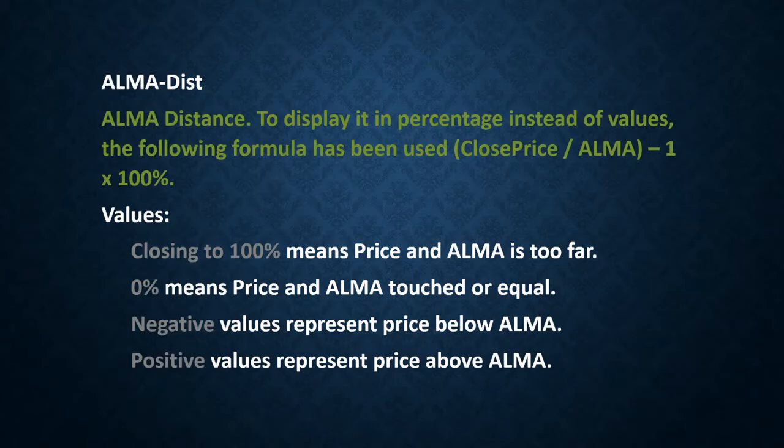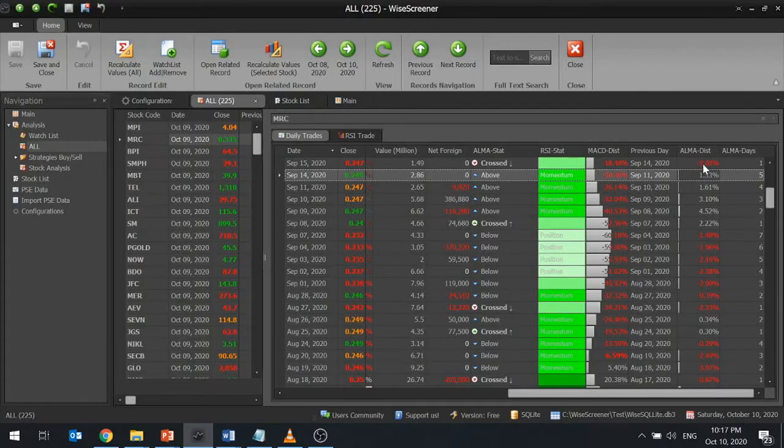ALMA dist. ALMA distance. To display it in percentage instead of values, the following formula has been used. Close price divided by ALMA, minus 1, times 100%. Values. Closing to 100% means price and ALMA are too far. 0% means price and ALMA touched or are equal. Negative values represent price below ALMA. Positive values represent price above ALMA.